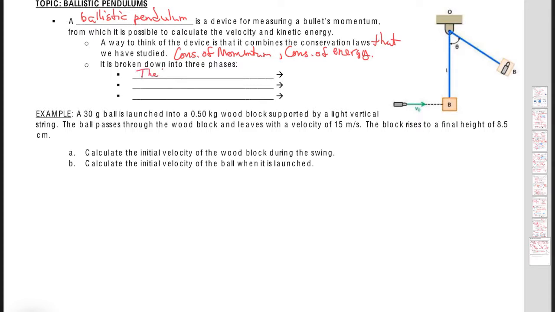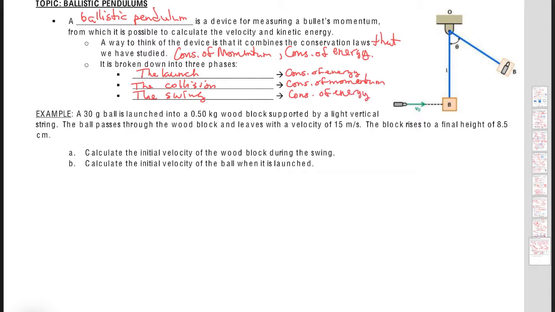The first phase is going to be the launch. It could come from a spring-loaded weapon or something like that, and generally here we will look at conservation of energy. Then there will be a collision of the projectile and whatever is making up the ballistic pendulum, which means here we're going to focus on conservation of momentum. And then finally, you're going to have the swing. It's called a pendulum because it's going to want to swing, and here we will use conservation of energy.